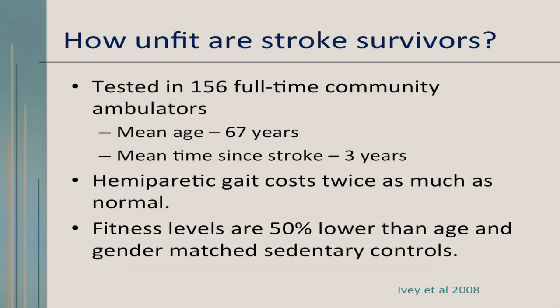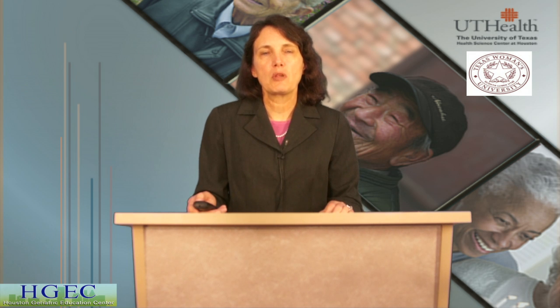So how unfit are stroke survivors? They tested 156 full-time community ambulators with a mean age of 67 years and a mean time since stroke of 3 years. They found that the hemiparetic gait cost twice as much as normal. They also found these stroke survivors to have fitness levels that were 50% lower than age and gender matched sedentary controls. And again, these are people that are full-time community ambulators.